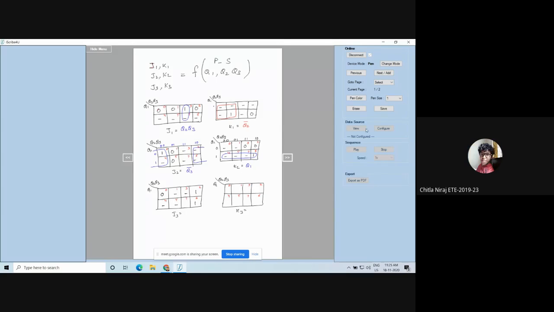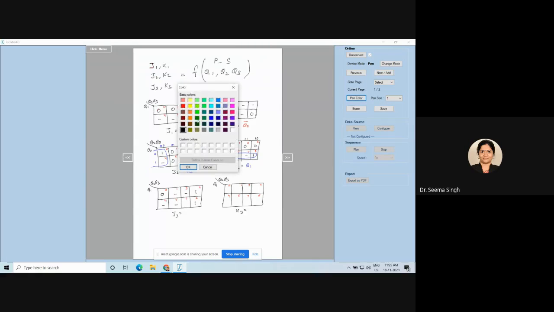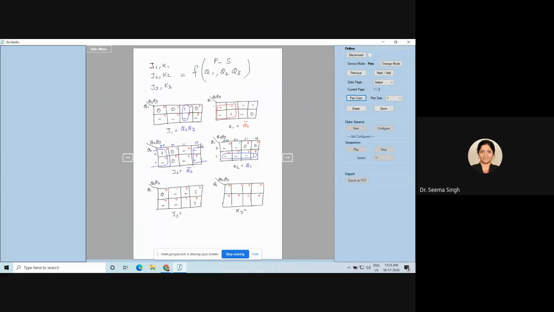So again we can have a group of 4: 3, 2, 7, 6. Right, one more is don't care. So we have a group of 4, and again you should see what all is changing. You can see that Q3 is changing, right? And Q1 is also changing. What is not changing is only Q2. So J3 is equal to Q2.